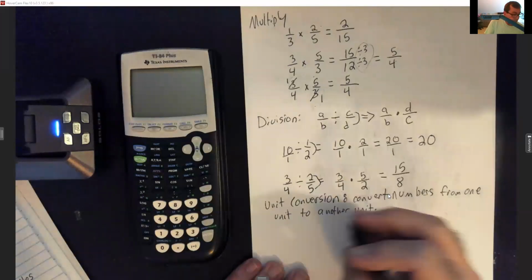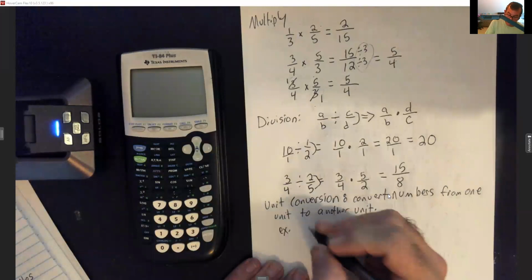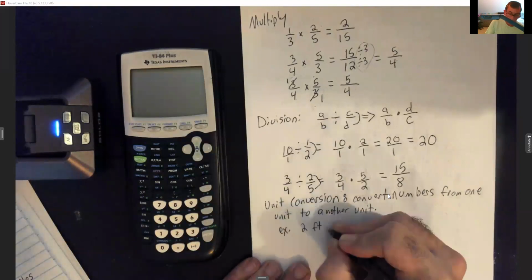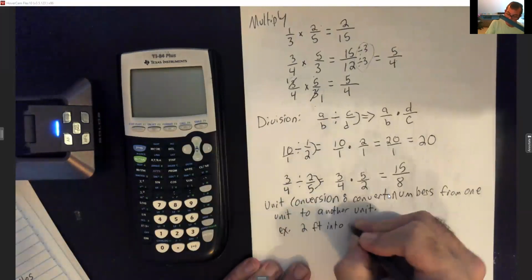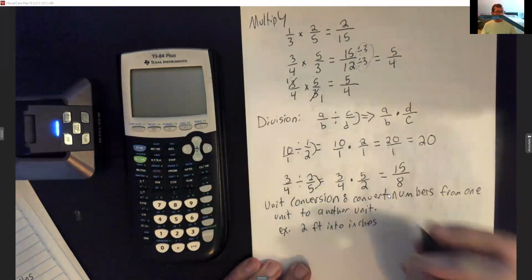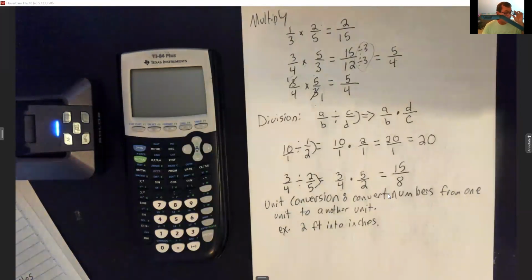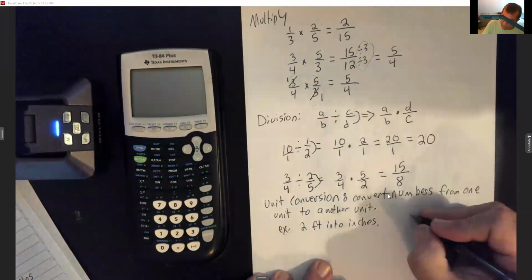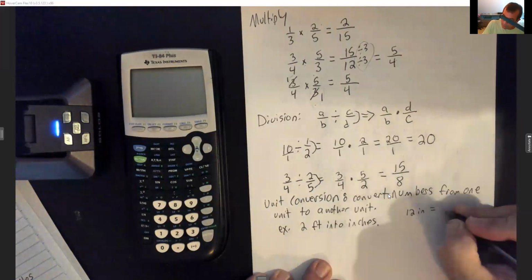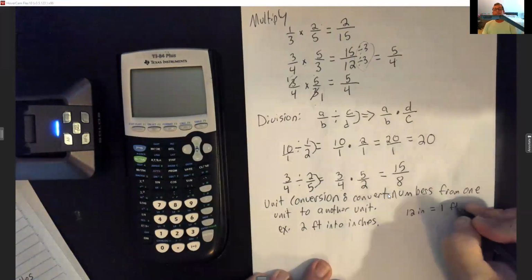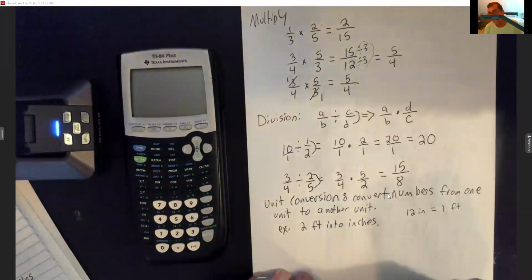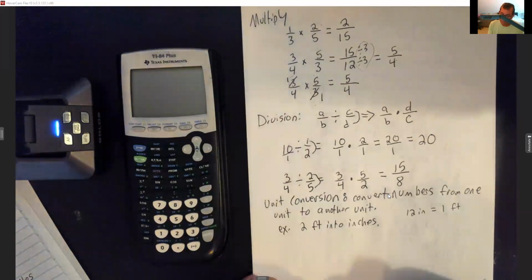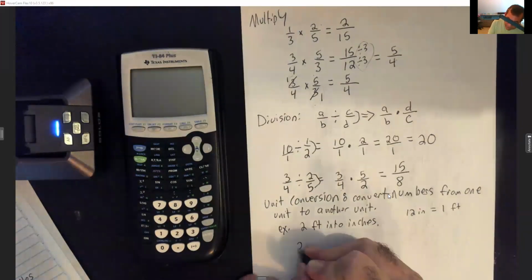So my first example, I'm going to turn 2 feet into inches. Now, if you look on the sheet I gave you, you'll see that there are 12 inches equal to 1 foot. Okay, but y'all remember that from growing up, right? So they give me 2 feet to start with. So I got my 2 feet.